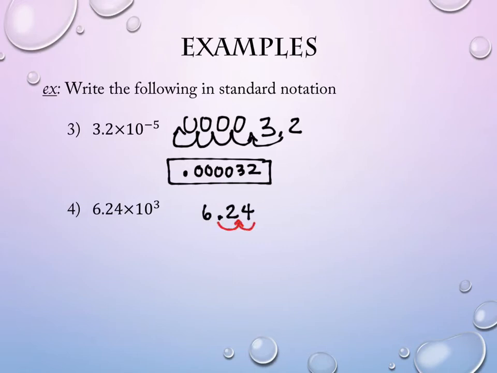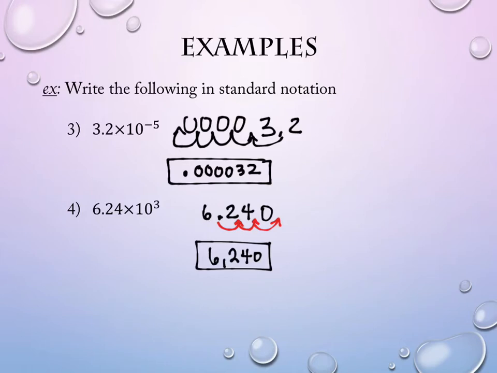So that's 1 place, 2 places. That's not enough. So I need a 0 here to move it a 3rd place. And the number I end up with is 6,240. Okay, positive exponent, ended up with a big number. They go hand in hand. All right, any questions on those?